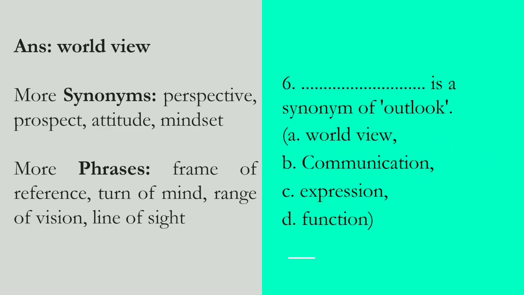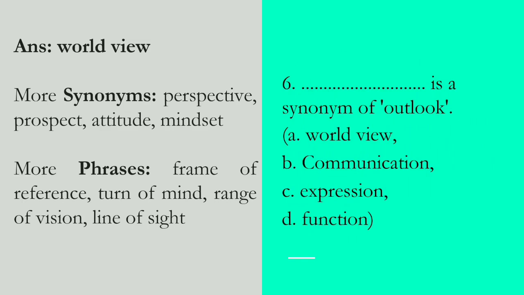And now coming to the sixth question. Dash is a synonym of outlook. Outlook you can also see in the next line, that and spiritual outlook can determine my chosen path. The mould my mental and spiritual outlook. So outlook means worldview, because he is asking help to mould his mental and spiritual outlook. That means his perspective about the world. Okay, so the answer can be worldview. Your options are worldview, communication, expression, and function. So from that, your answer is worldview.